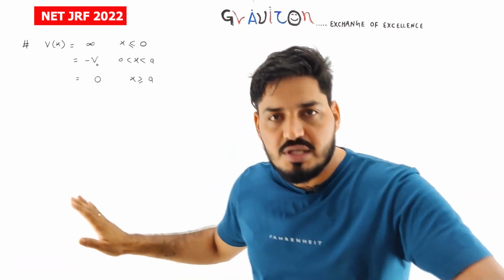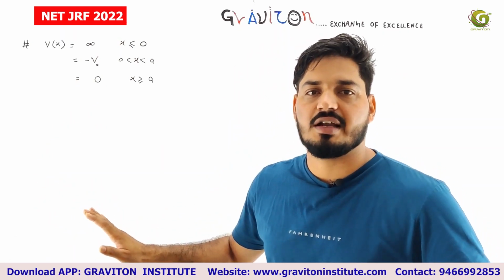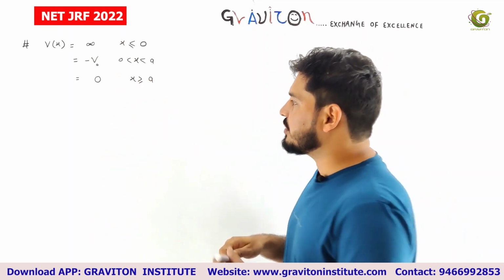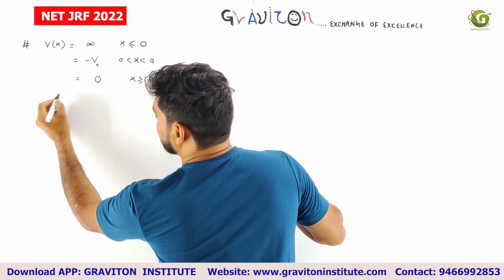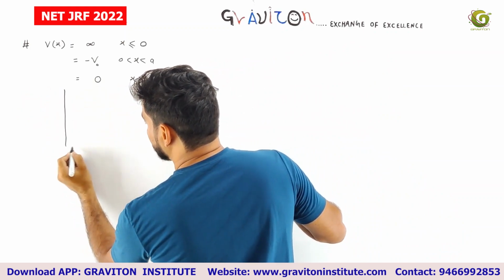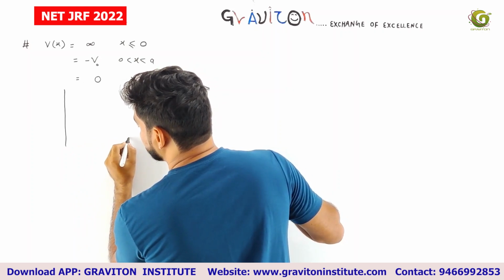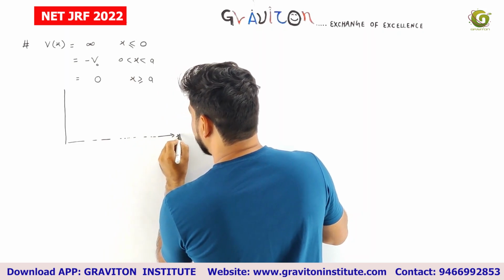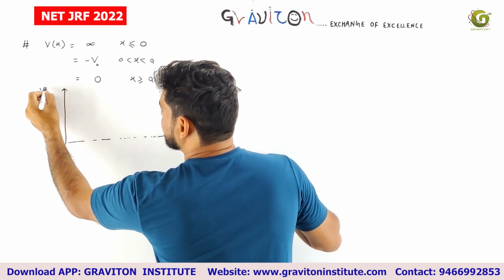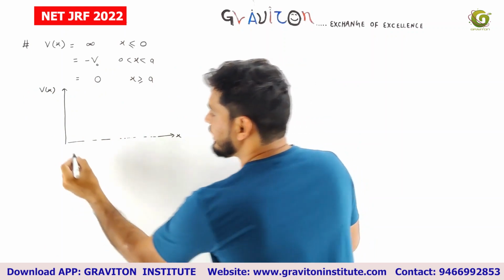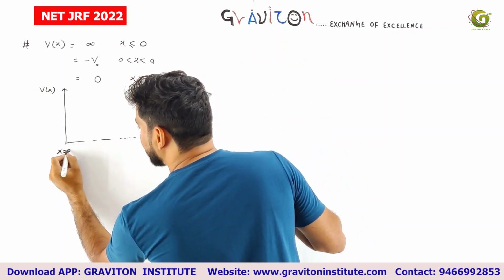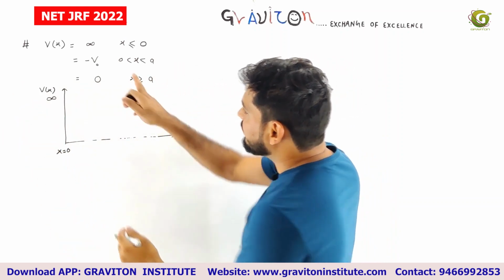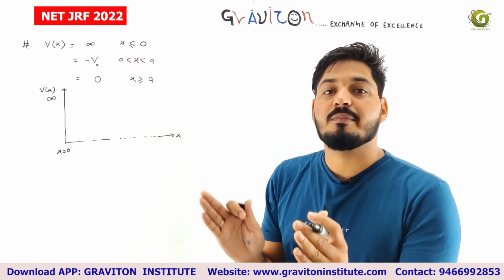So let's first draw the potential, then we will see how we can find out the bound state. If you draw this potential, it's a very simple one-dimensional problem. Let's suppose this is the x direction and this is the potential V(x). Now see, at x equals 0 and less than 0, in this complete region, potential is infinite. Also from 0 to a, the potential is minus V naught.